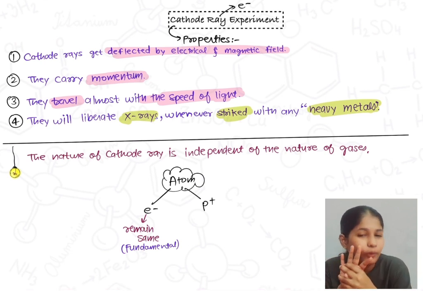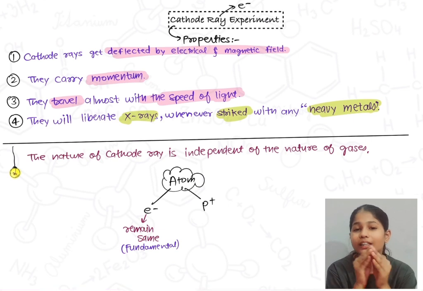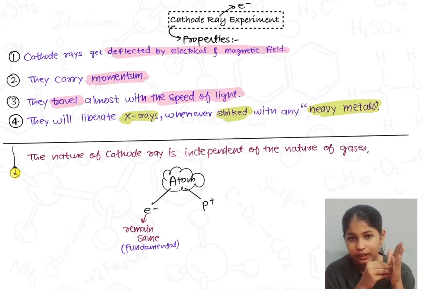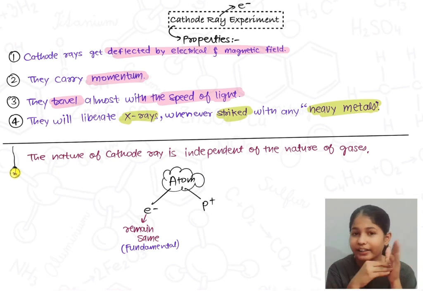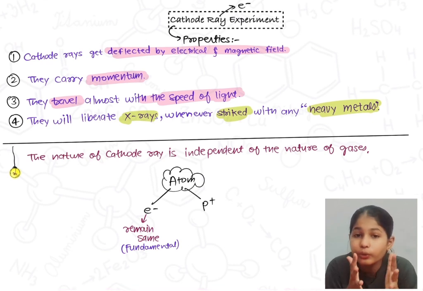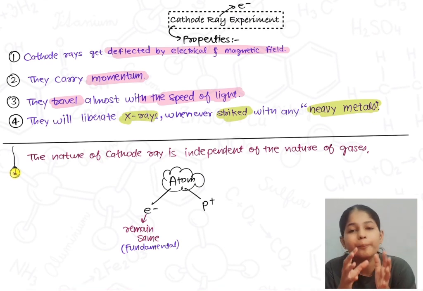Fourth, last but not the least, whenever it will strike a heavy metal. Okay? Whenever the cathode ray is striking any heavy metal, what will it do? It will liberate, it will produce the X-rays.